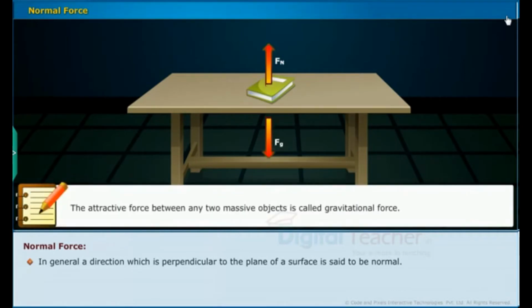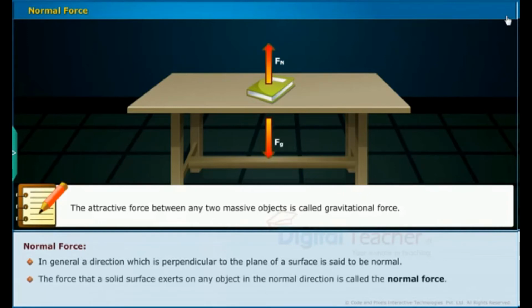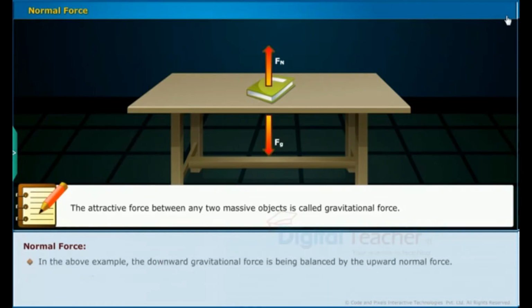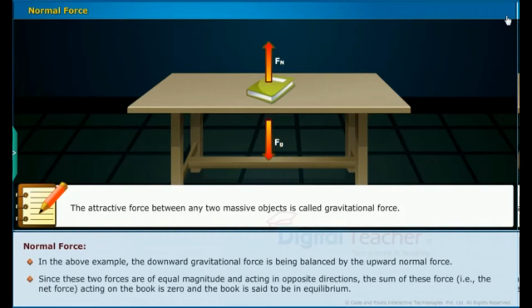Note: the attractive force between any two massive objects is called gravitational force. The force that a solid surface exerts on any object in the normal direction is called the normal force. In the above example, the downward gravitational force is being balanced by the upward normal force. Since these two forces are of equal magnitude and acting in opposite directions, the sum of these forces, that is the net force acting on the book, is 0 and the book is said to be in equilibrium.